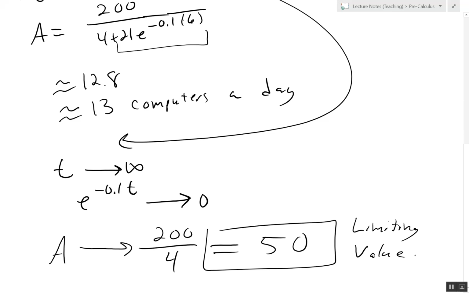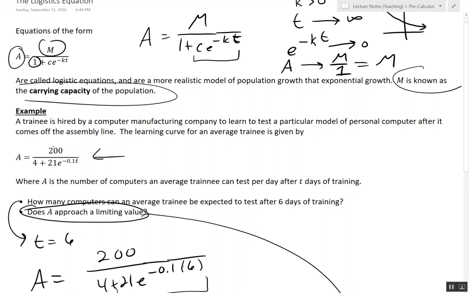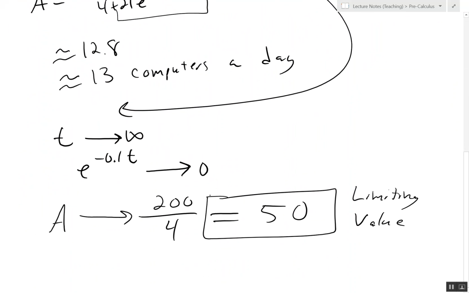Notice that the only reason that m was our limiting value before was that this number was equal to 1. In more general situations, it's always going to be this number divided by this number that will be your limiting value. In this case, 200 divided by 4 will give us our 50.